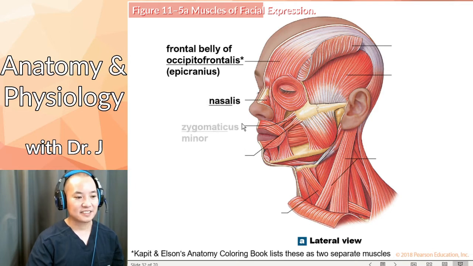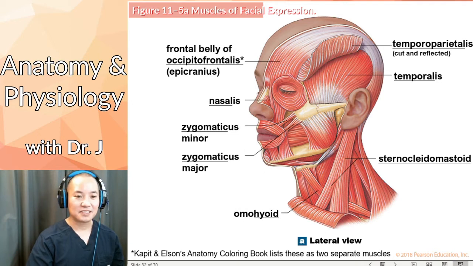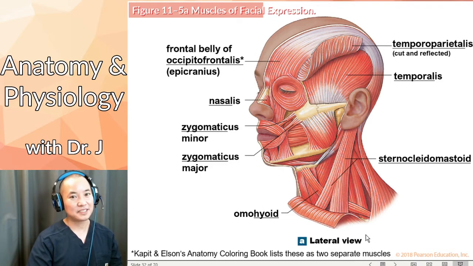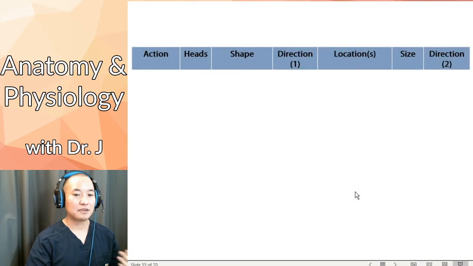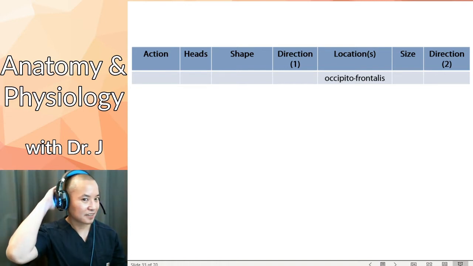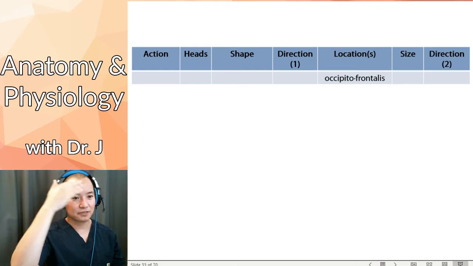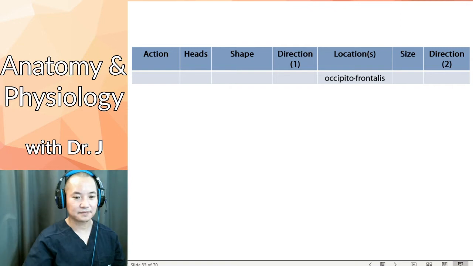Now, nasalis, zygomaticus minor, zygomaticus major, temporoparietalis, temporalis, sternocleidomastoid, and omohyoid. What do these all have in common? Notice that they all have some terms that might sound familiar, but they all have a bone mentioned in their name, or sometimes multiple bones. So occipitofrontalis, hey, where's your occipital bone? Right here, right in the back. Frontal bone, over here. So the occipitofrontalis runs from your occipital to your frontal bone.